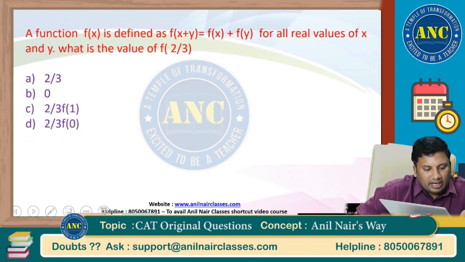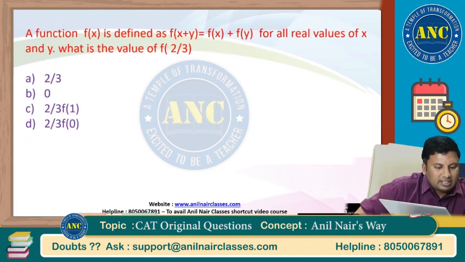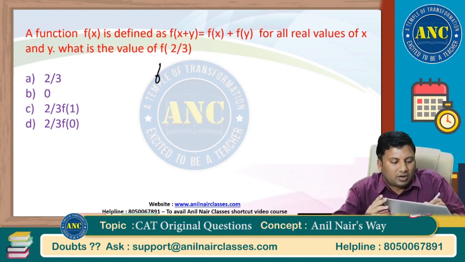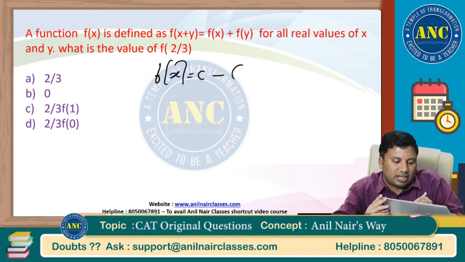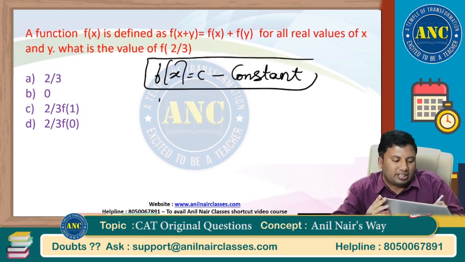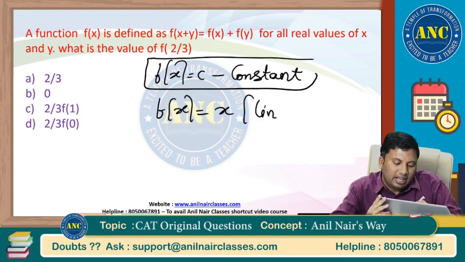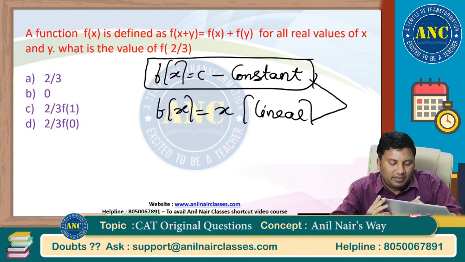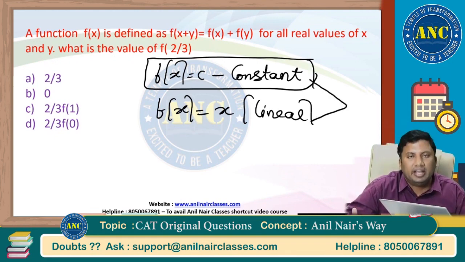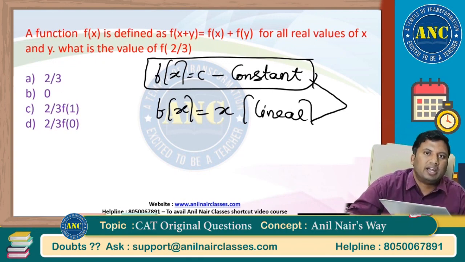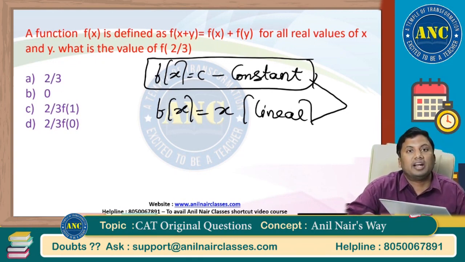Vishnu asked a doubt. Let me clarify his doubt. He says he cannot eliminate B and D straight away, as f of x equivalent to 0 holds true here. Beta, f of x equivalent to c is a constant function. I said f of x equivalent to x is a linear function. There is a difference between a constant function and a linear function. I hope you understand the difference.